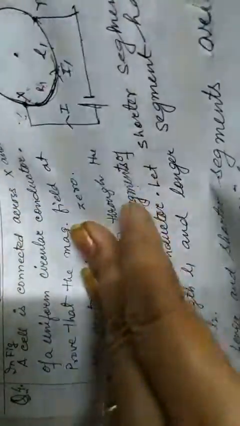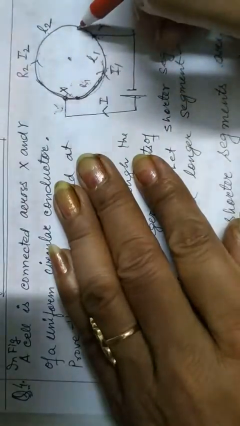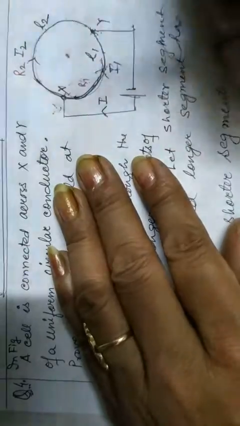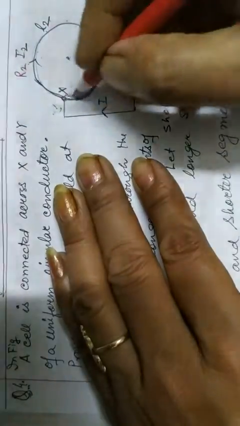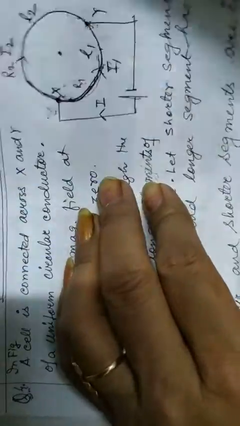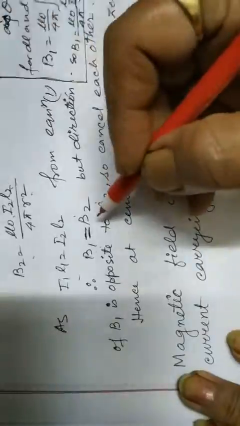Now what will be the direction? For this part, clockwise, so the magnetic field is inside, like a south pole on the upper side and north pole inside. This part is anti-clockwise, so the magnetic field is outward. As B1 and B2 are the same in magnitude, therefore at the center the magnetic field will be equal to 0. Okay, B1 is equal to B2, so the magnetic field will be equal to 0.